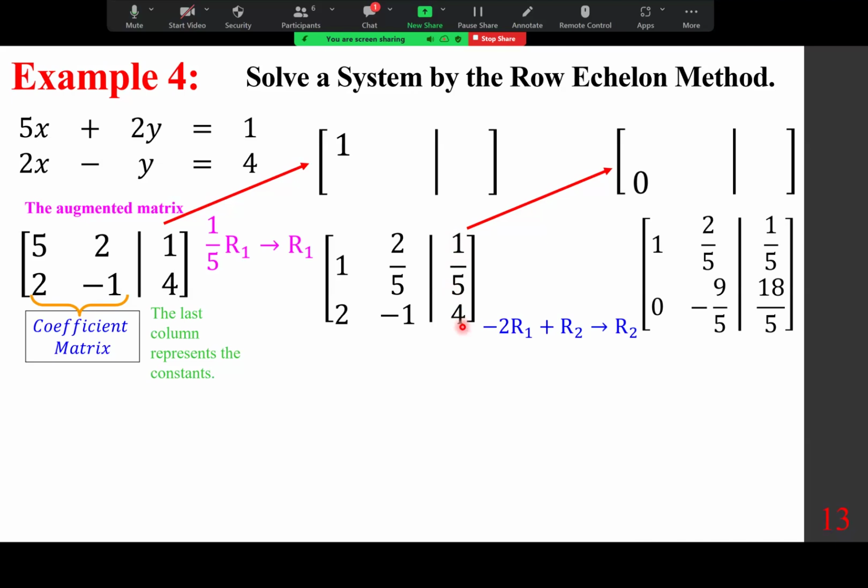So again, multiply this by 2 and subtract it from this row. Again, 2 times 1 subtracted from 2 is 0. 2 times 2 over 5 is 4 over 5. Subtracted from negative 1, which is negative 5 over 5, makes it negative 9 over 5. This one, 2 over 5 subtracted from 4. So this is a 4 minus 2 over 5. 4 is 20 over 5 minus 2 over 5 is 18 over 5.